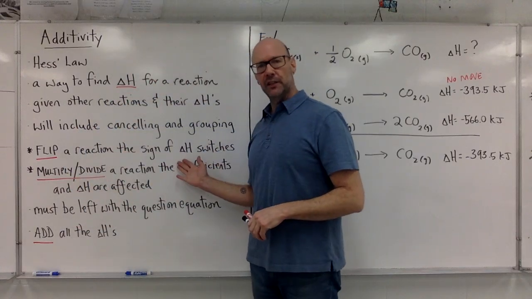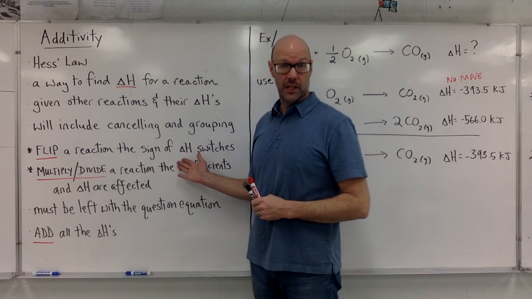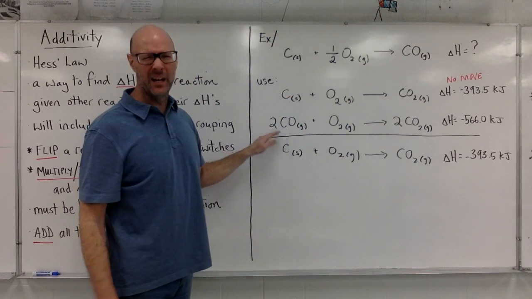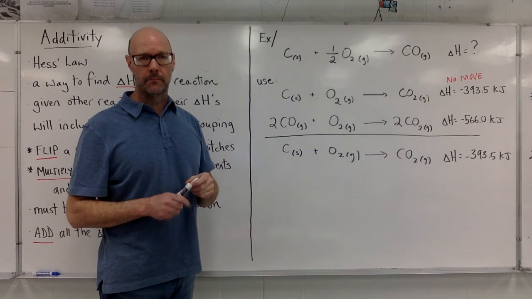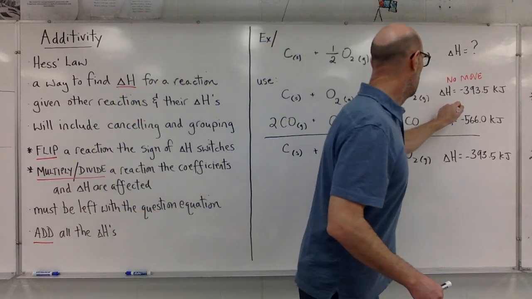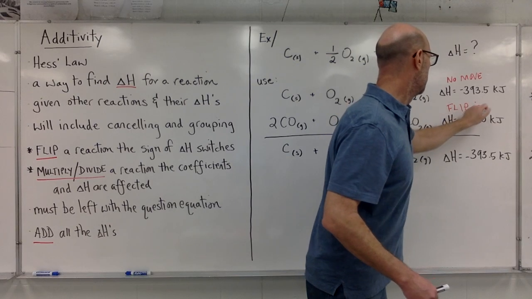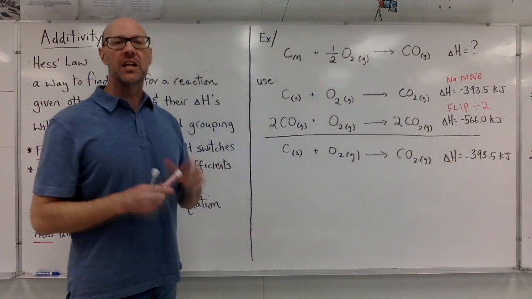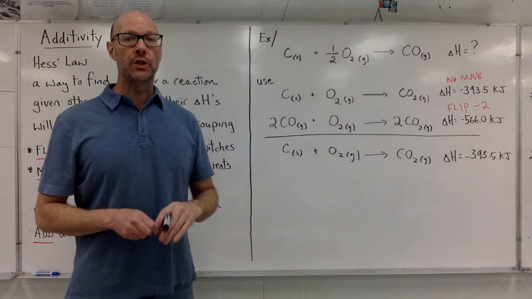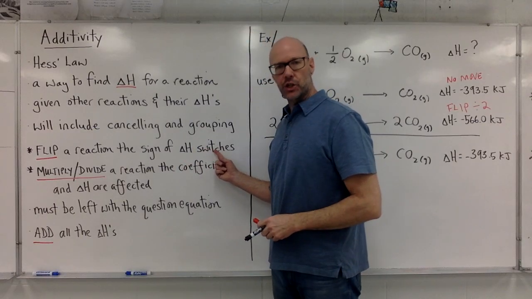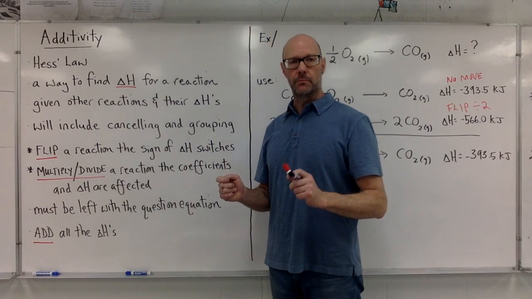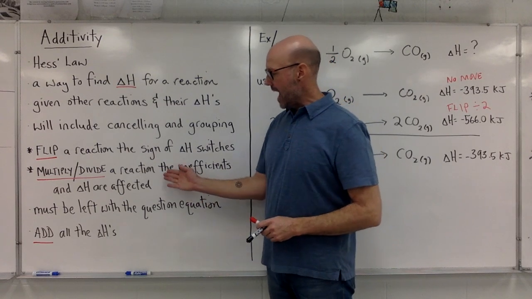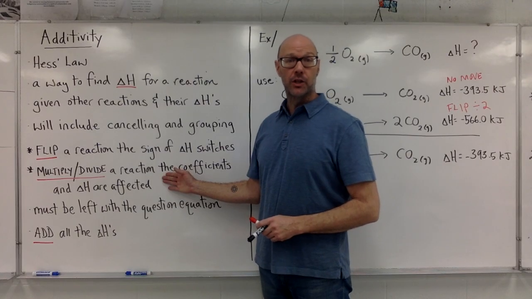So we're going to have to reverse this equation. Also, we want one, but we have two. It's on the wrong side and we have too many. So what's the move? Flip. We're going to flip this equation, reverse it, and divide by 2. When we do that, the sign of the delta H is going to switch because we're reversing the reaction. And if we divide by 2, all of the coefficients get divided by 2, and the delta H is going to get divided by 2 as well.